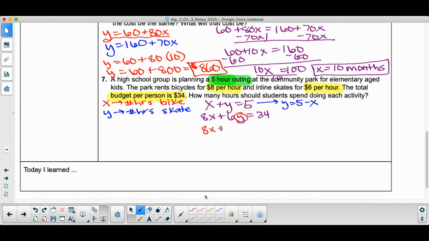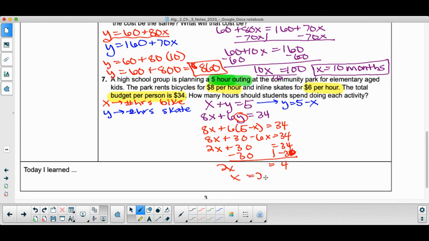So 8x plus 6 times 5 minus x equals 34. Distribute the 6, 8x plus 30 minus 6x equals 34. And from here, solve our equation. 8x minus 6x is 2x plus 30 equals 34. Subtract 30 from both sides. So 2x equals 4. So when you divide by 2, you get x equals 2.